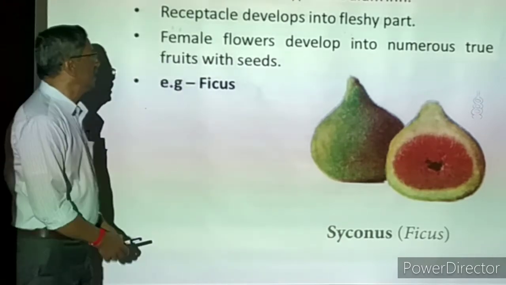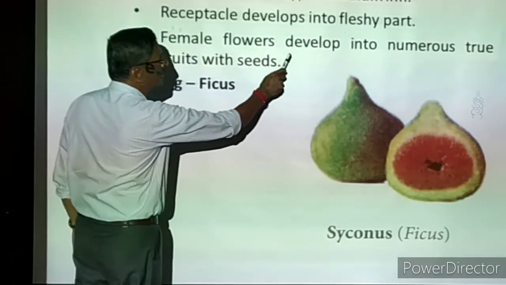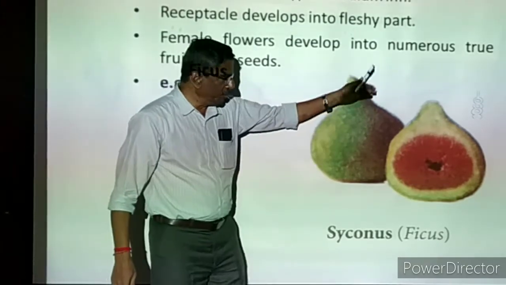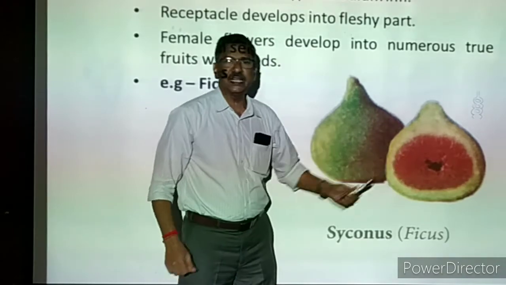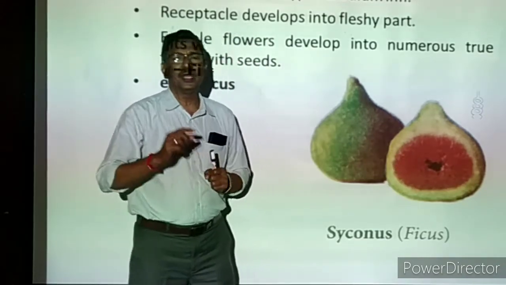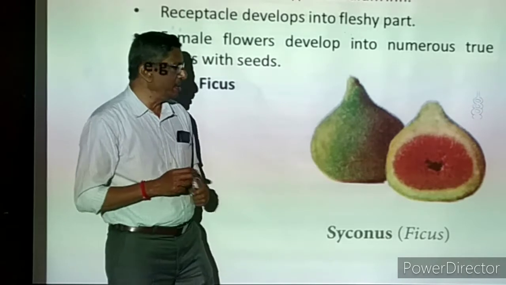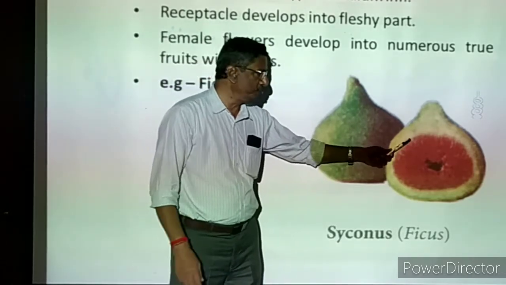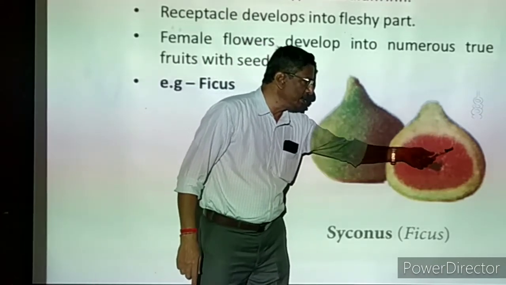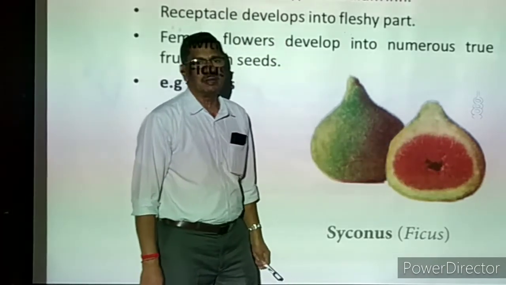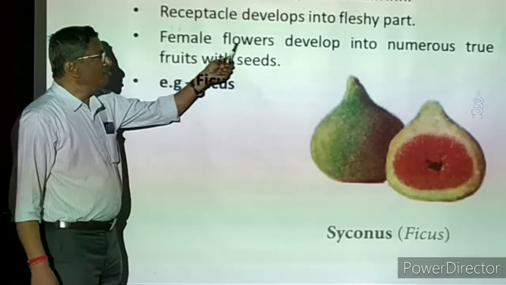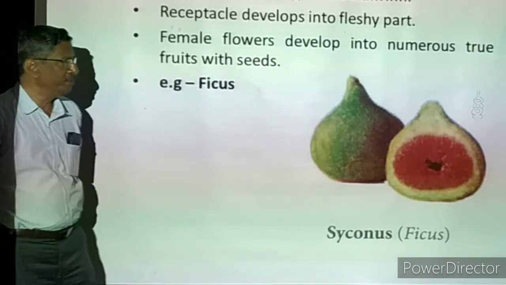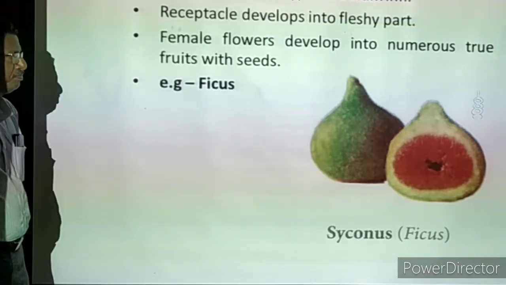It will be green in color. The female flowers develop into numerous true fruits with a seed. Now if you take the section, a number of seeds will be there. The seeds are covered by a thin membranous covering. We can generally call it the fruit wall. Now the fruit wall and the seeds will be present inside the receptacle covering. So the female flowers are developed into numerous true fruits with the seeds. Example, ficus. That is a ficus fruit diagram.